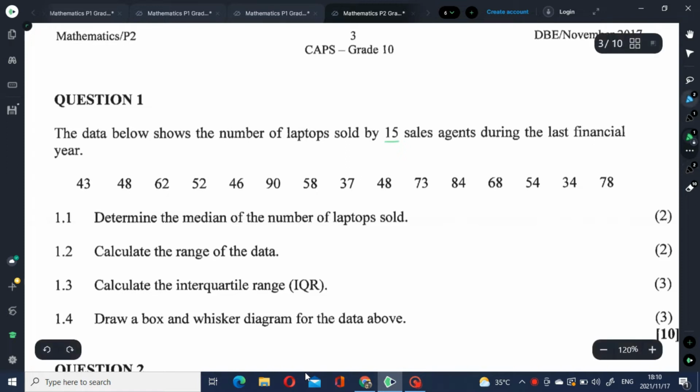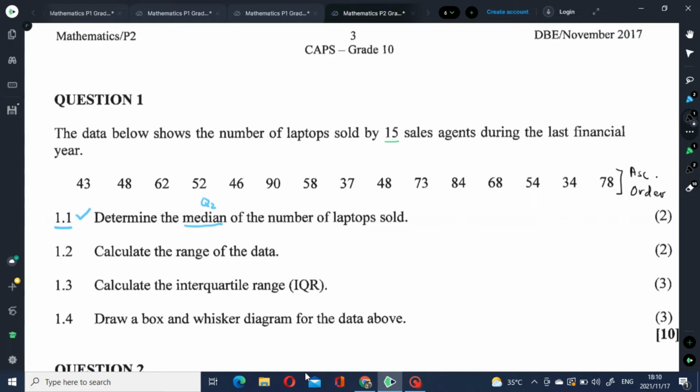It says determine the median of the number of laptops sold. We all know that the median is represented by Q subscript 2. That stands for the median. And just remember, median is an example of a measure of central tendency. It speaks to the middlemost number in the data set. So very important is to rearrange the data set in ascending order, that would be from the smallest to the biggest.